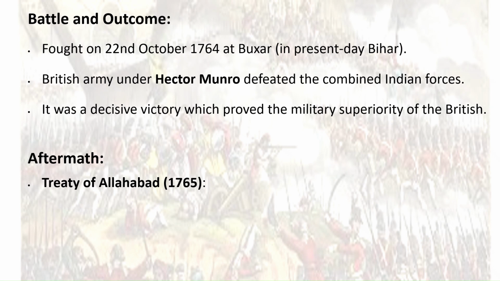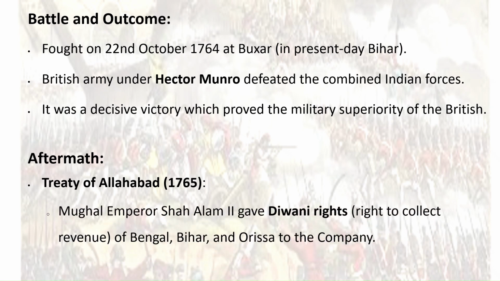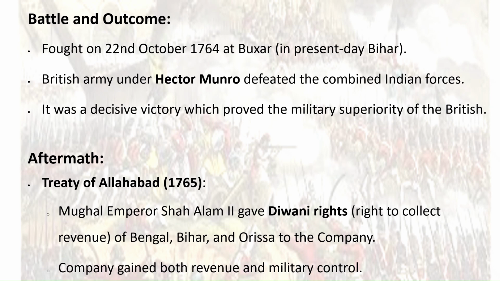Treaty of Allahabad, 1765. Mughal Emperor Shah Alam II gave Diwani rights, that is, the right to collect revenue of Bengal, Bihar and Orissa, to the company. The company gained both revenue and military control.